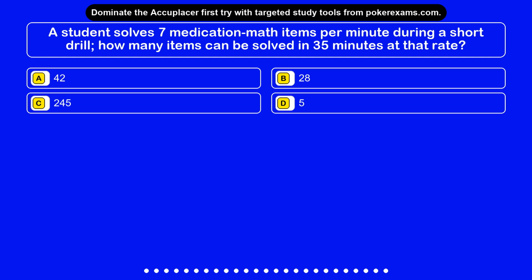Question 5. A student solves 7 medication math items per minute during a short drill. How many items can be solved in 35 minutes at that rate? Option A, 42. Option B, 28. Option C, 245. Option D, 5.